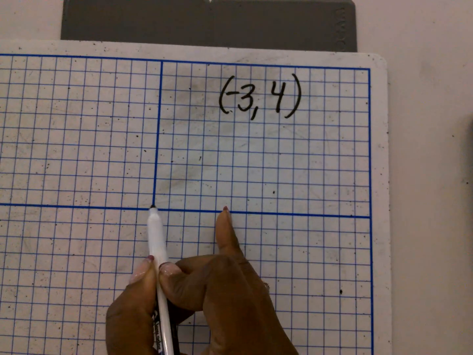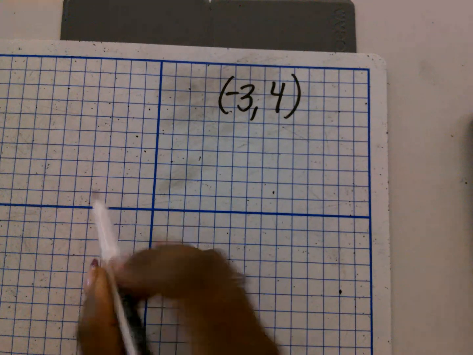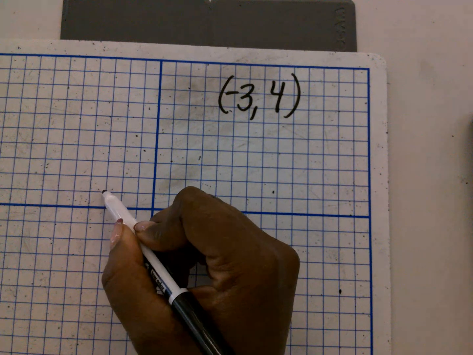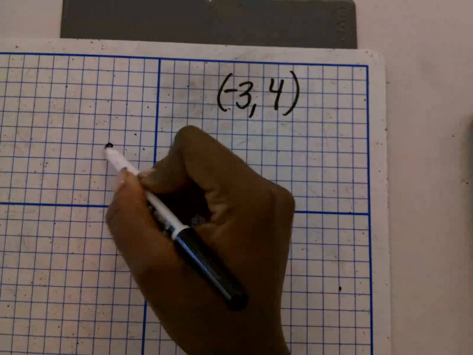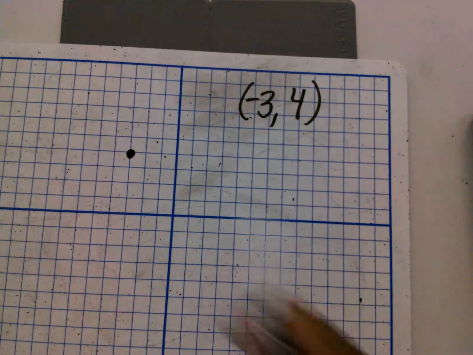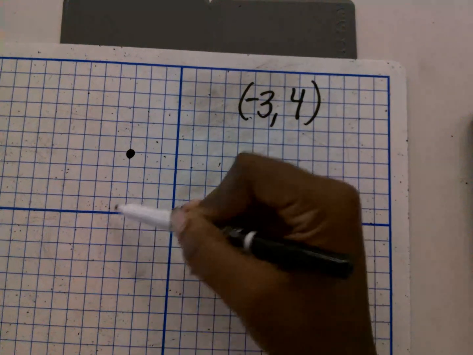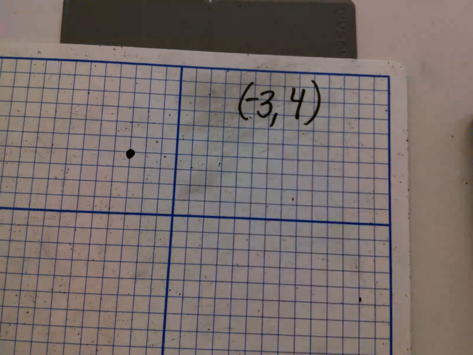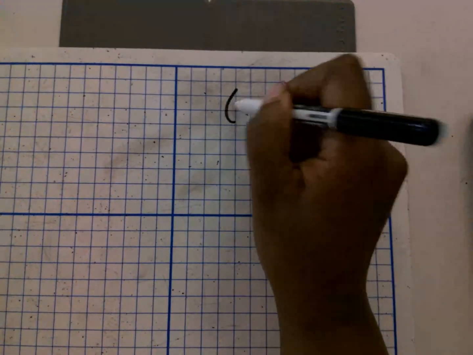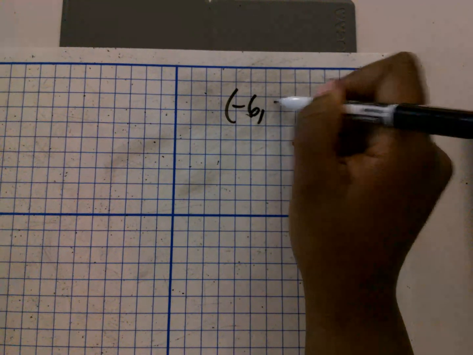So -3, 1, 2, 3, and +4, up 1, 2, 3, 4. This is how you graph -3 on the X, up 4 on the Y. All right, try this. Okay. -6 and -1.